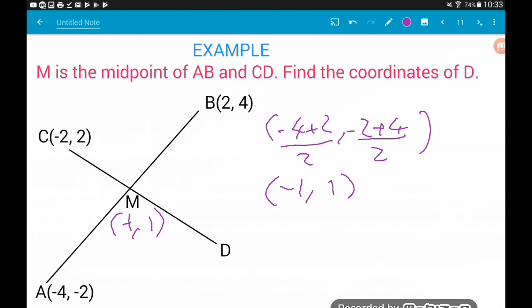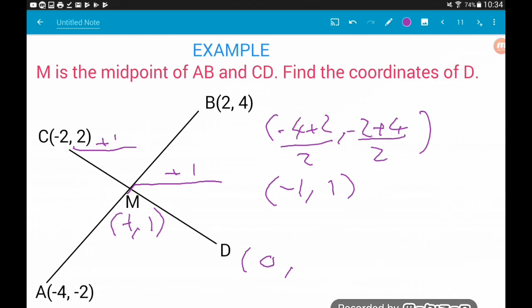So now we're doing what we did in the last question. We're reverse engineering a little bit. So, starting at C, how many do we go across to get to M? Well, we're going from an x-coordinate of minus 2 to an x-coordinate of minus 1. So we're going to the right by 1. So if we do that to get from C to M, we have to do exactly the same to get from M to D. So, what is minus 1 plus 1? Well, it's 0. So the x-coordinate of point D is 0.